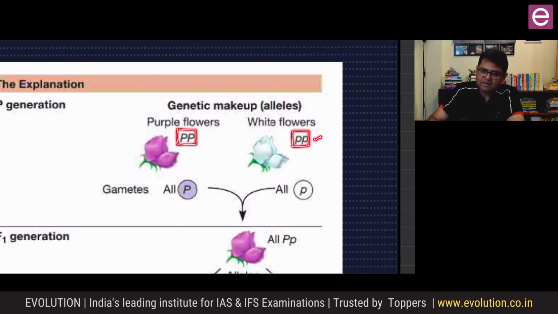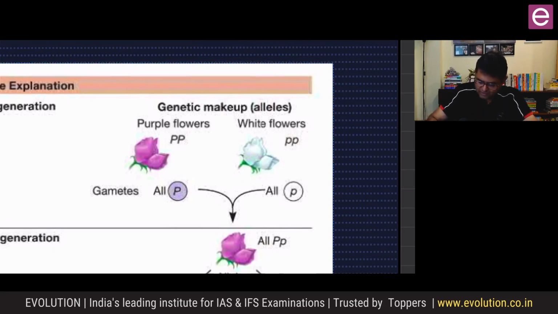Mendel also said that at the time of gamete production, the two copies of the factor will separate into one copy. So a gamete will carry a single copy of the factor, whereas the adult individual will be carrying two copies of the factor. So separation of the two copies of the factor, whether they are homozygous or heterozygous, so that in the gamete a single copy of the factor is present, is known as segregation.